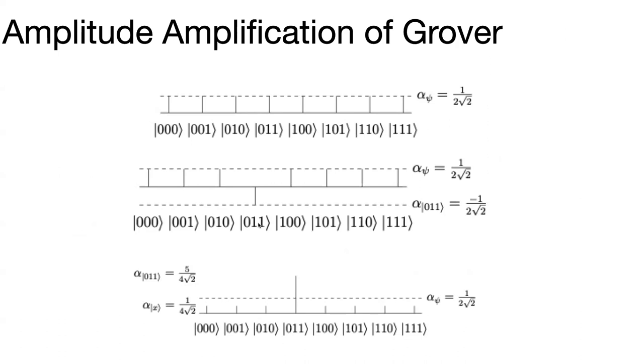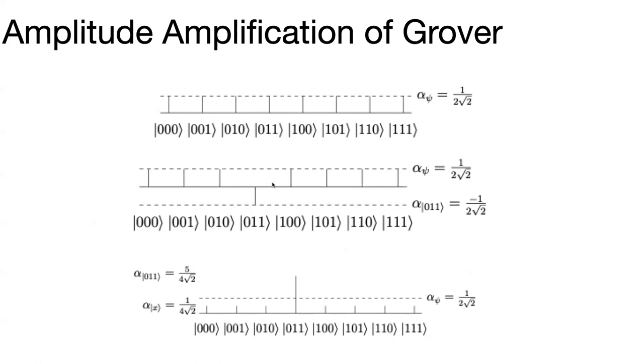Let's say that I want you to find an answer. I want you to find a key. And the key that I want you to find is 011. So visually, now I'm explaining to you what the Grover search algorithm does. What the Grover search algorithm does is it flips the correct answer. It doesn't know where the correct answer is, but it does something where the correct answer flips itself in amplitude.